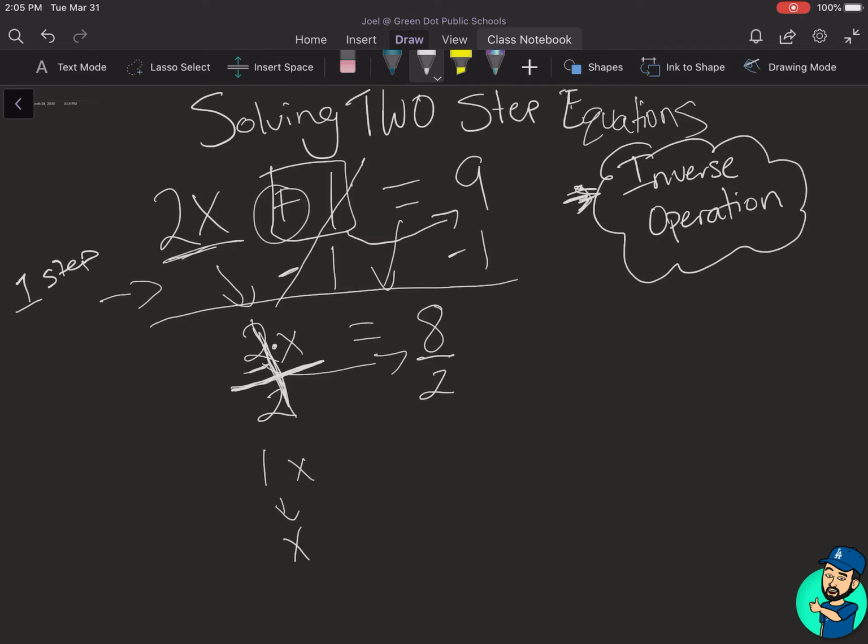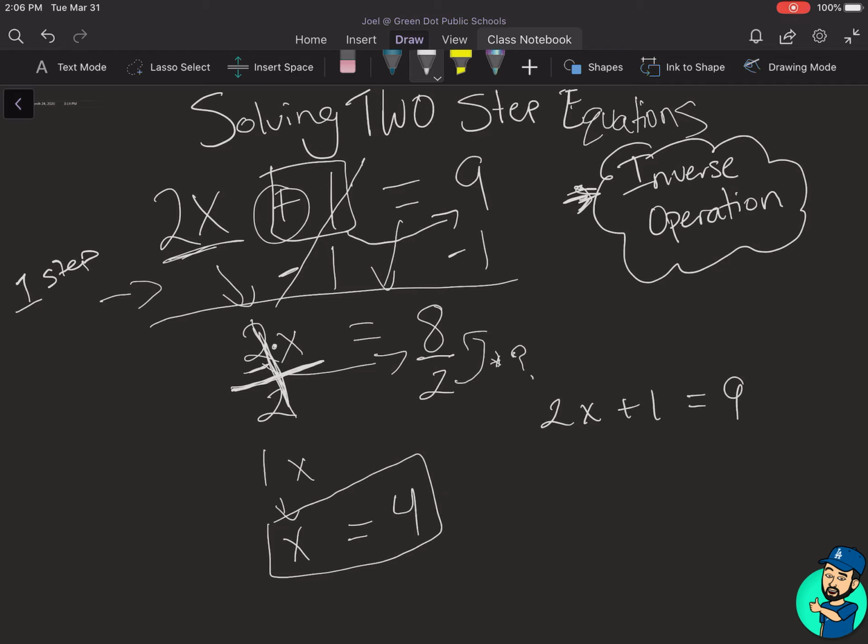And now on this side we have 8 divided by 2. If you get stuck with division, maybe think about multiplication. 2 times what equals 8? 2 times what equals 8? That's correct. It is 4. So x equals 4. Now, if I write down the original problem here, we have 2x plus 1 equals 9.